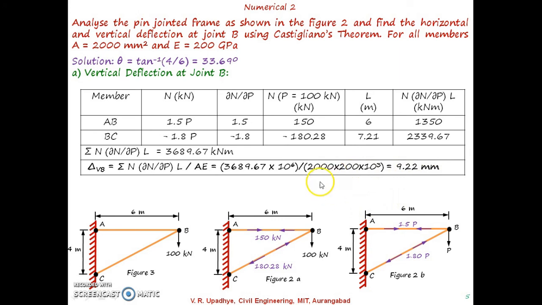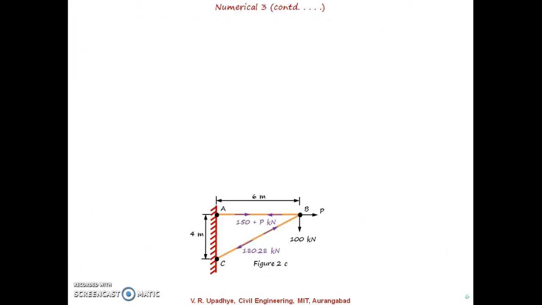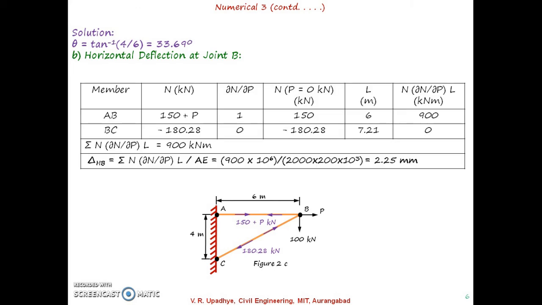And the same numerical we have done with the unit load method also earlier, and the magnitude of that deflection calculation was the same. So again, what is asked is to find the horizontal deflection at joint B. Now, instead of considering the vertical force at joint B, which was applied as P, we will be applying the horizontal force P at joint B, and as it is a real force, 100 kilonewton is there at B.